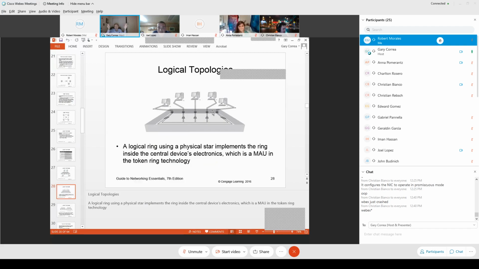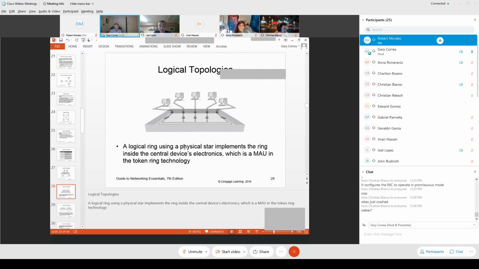By the way, give me a drum roll. This is the famous IBM token ring. Now, they keep saying logical ring like physical star. I'm going to say this backwards. It's wired physically like a star. It's a physical star. But the data is flowing logically as if it was a ring. This is the famous IBM token ring.